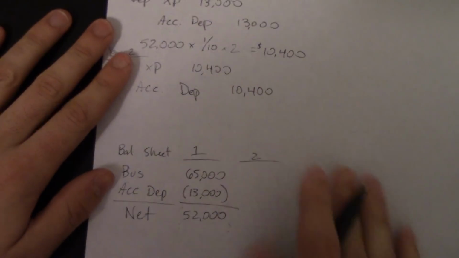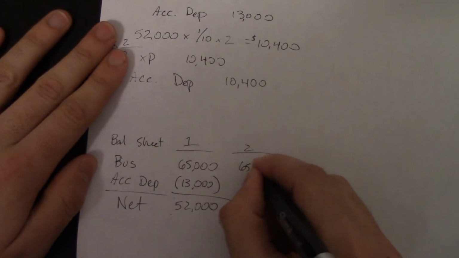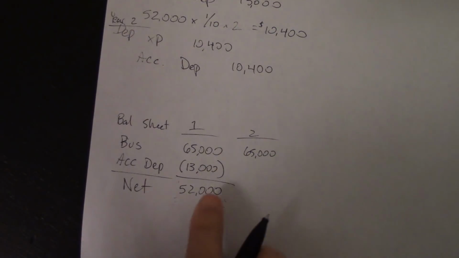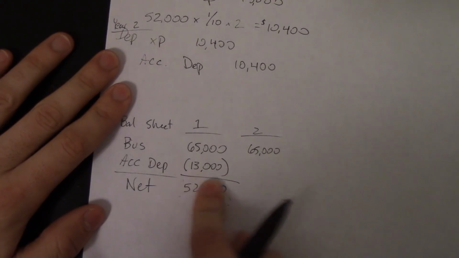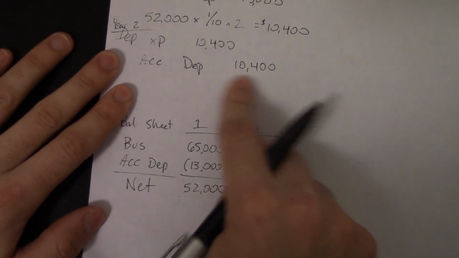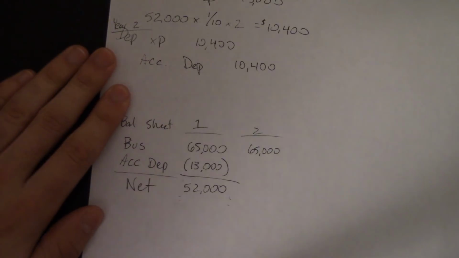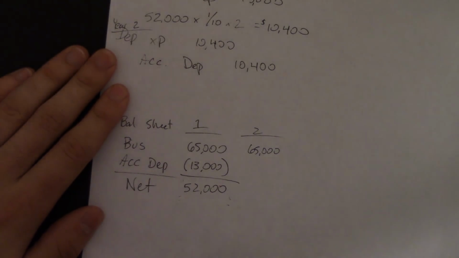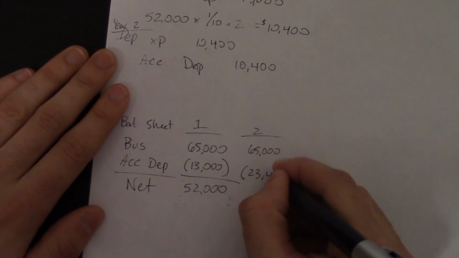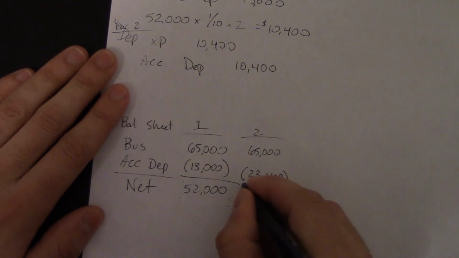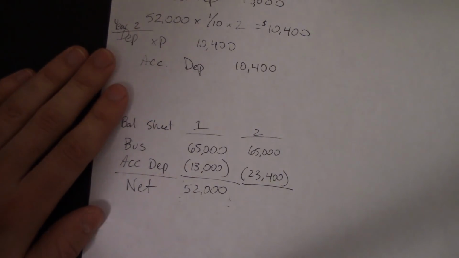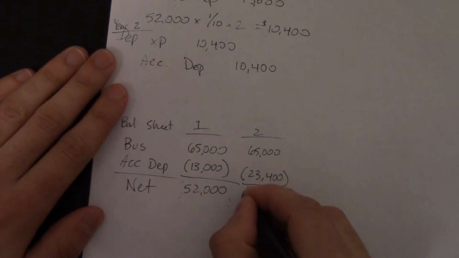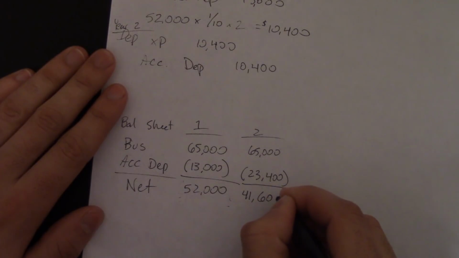So year 2's balance sheet will still have a $65,000 bus. The accumulated depreciation will be the 13 from the previous year and this $10,400 from this year. Add those together, and it's $23,400. And find the difference from 65,000 gives us a net book value of 41,600.